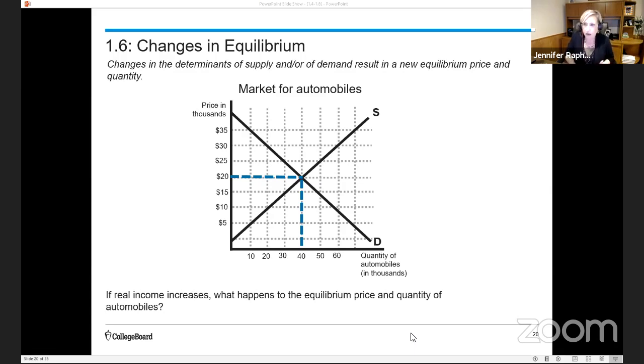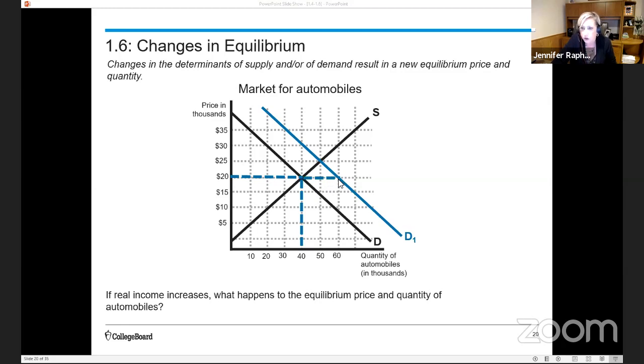And remember, income is a non-price determinant of demand. So as income increases, we're going to see an increased willingness to buy at every price. Demand is going to increase, which we show by shifting the demand curve to the right. Now, look at what happens. At the initial price now of $20, the quantity supplied is 40, but the quantity demanded is 60. There's an increase in the number of consumers willing to buy at $20.